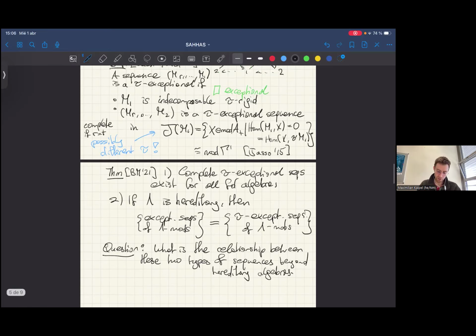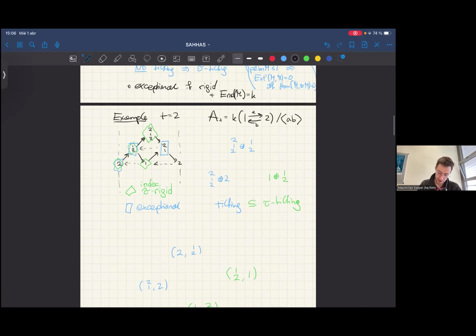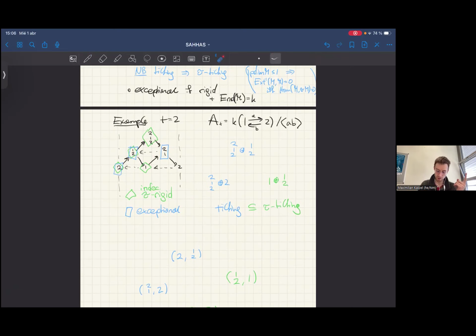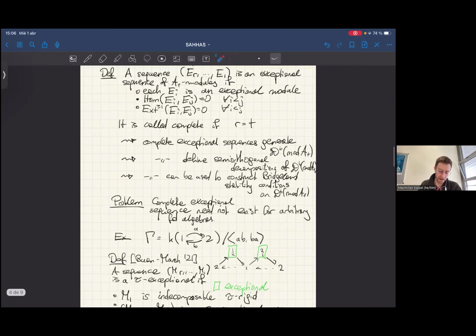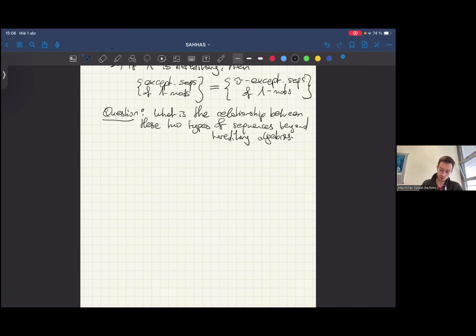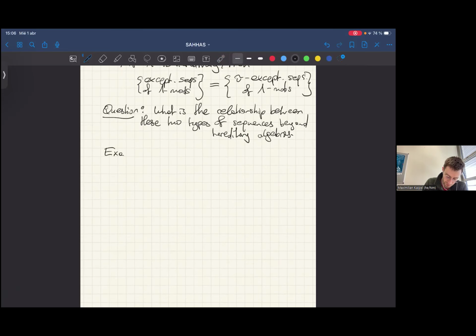And in general, we have already seen in this example here that if I take an exceptional sequence of length 1, it is not necessarily a tau exceptional sequence of length 1, because we have this exceptional object. It forms an exceptional sequence by itself, but it's not tau rigid, as we have discussed quite at length here. And in fact, you can also find the same to be true for complete sequences. So let me give you that example as well.